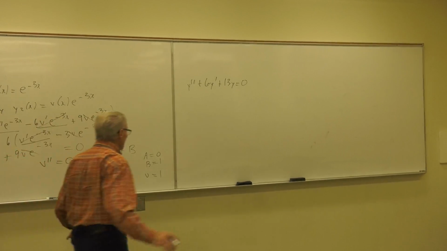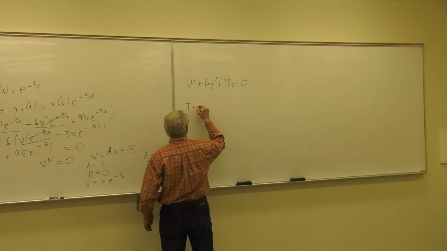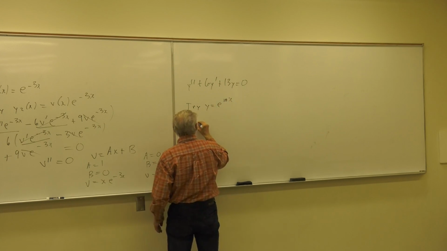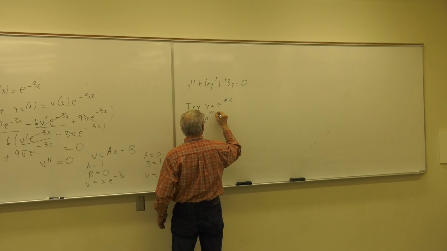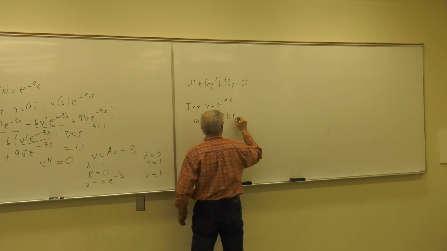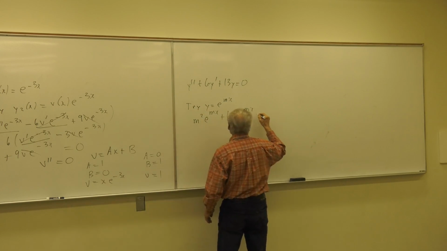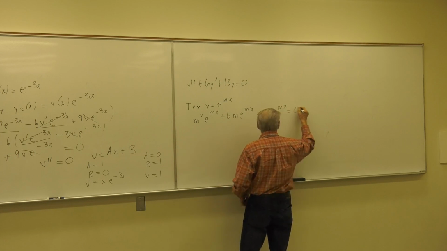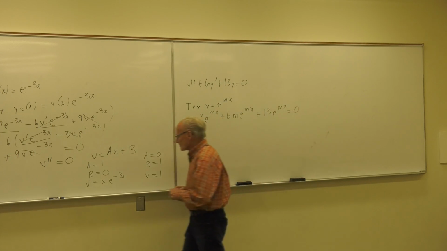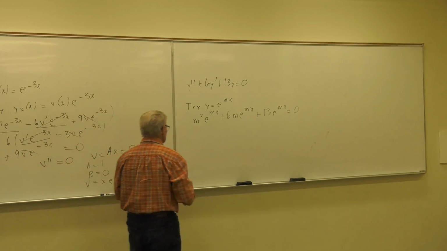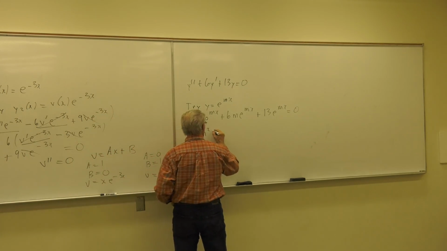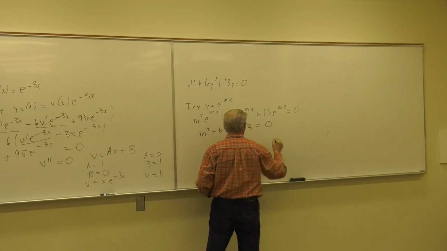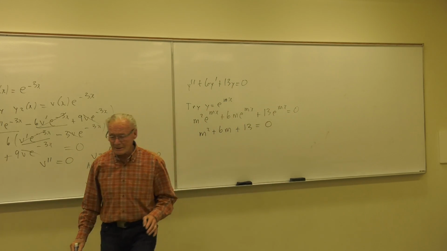Let's try what we did before. Try y is equal to e to the mx. M squared e to the mx, plus 6m e to the mx, plus 13 e to the mx equal to 0. Cancel the e to the mx. M squared plus 6m plus 13 equal to 0. Quadratic again.